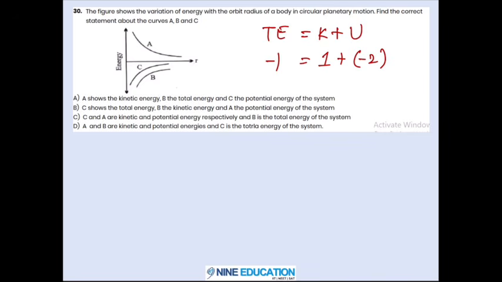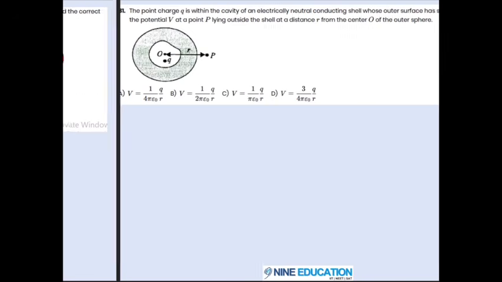Therefore, the curve that is away, that should be potential energy, and the curve that is near, that should be total energy. So which option is satisfying all the requirements here? Look at option D. A and B are kinetic and potential energies, and C is the total energy of the system. Total spelling is wrong. Okay. Proceeding to the next question.